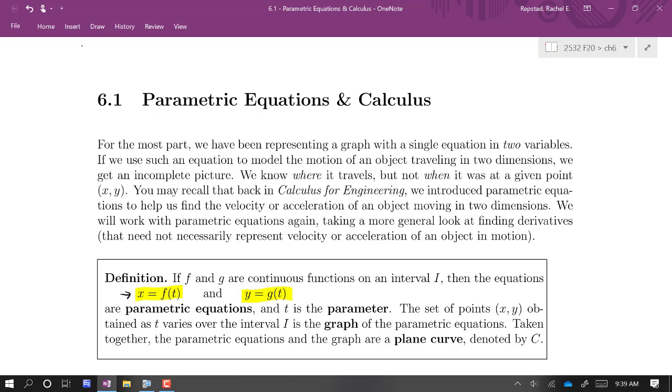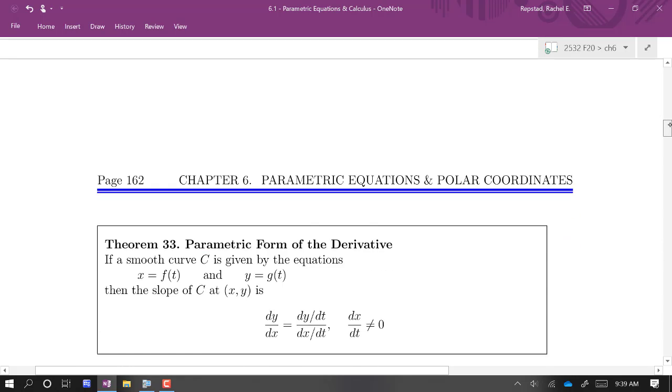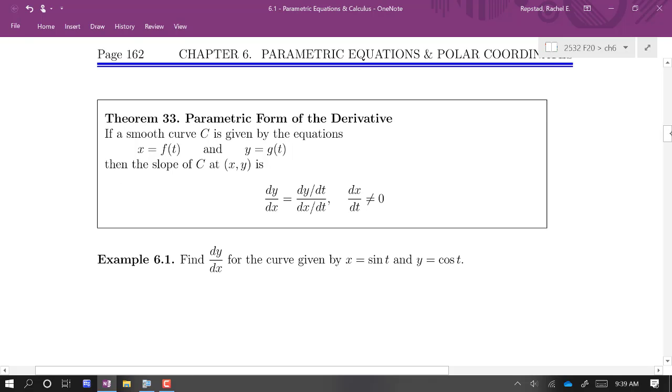So we call t the parameter. This is a pair of parametric equations where t is the parameter, and t varies over some interval. And it will give us a plane curve. And the first thing we're going to do is look at how we find the slope of a tangent line when we have our equations in parametric form. So, a pair of parametric equations still defines a curve in the plane.